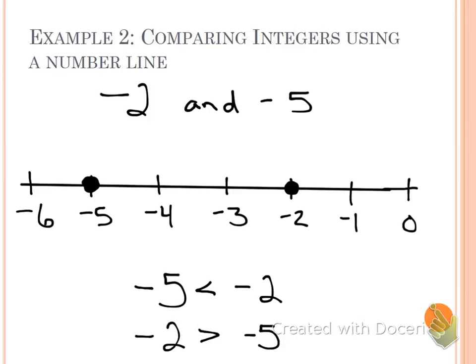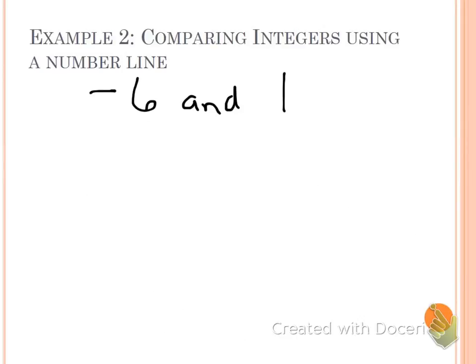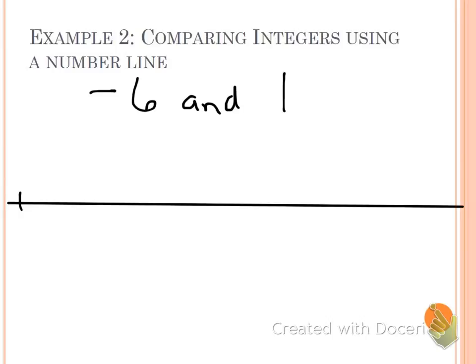All right, so I want you to create a number line comparing negative 6 and 1. What would be the smallest number that you're going to put on this number line? What do you think? Negative 6, or maybe just go one past negative 6 to negative 7. I'd start at negative 7.